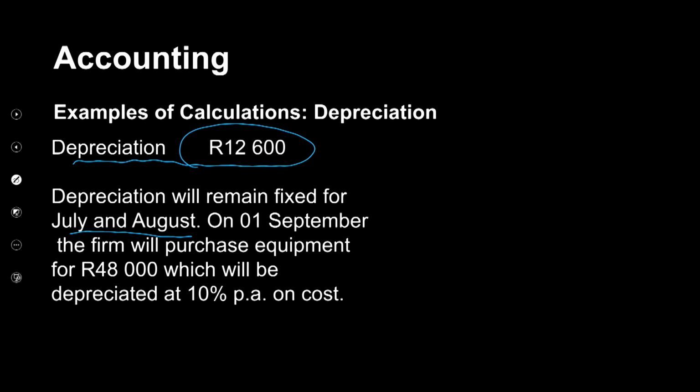On the 1st of September, the firm will purchase equipment for 48,000 Rand. It means new equipment will be purchased. When will this happen? This will happen on the 1st of September. Okay, right. This means, therefore, that your depreciation remains constant at 10% per annum on cost. Watch my calculation.